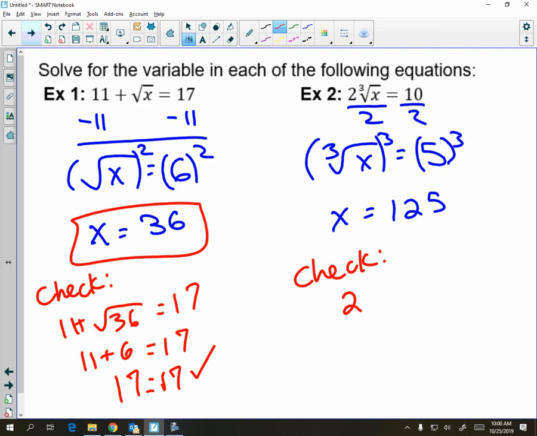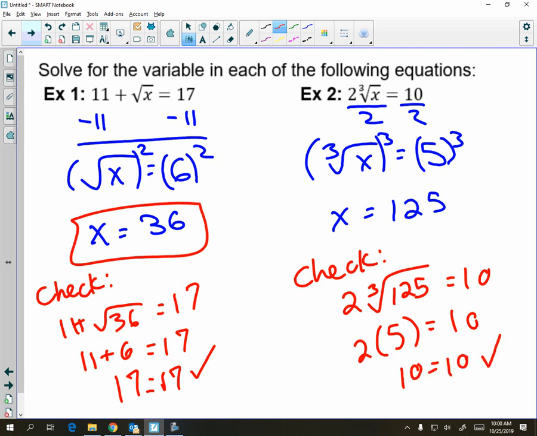Now, check your answer to make sure it works. So 2 times the cubed root of 125, does that actually equal 10? So 2 times the cubed root of 125 is 5, and you get that 10 is equal to 10. It works, and you can keep your answer.